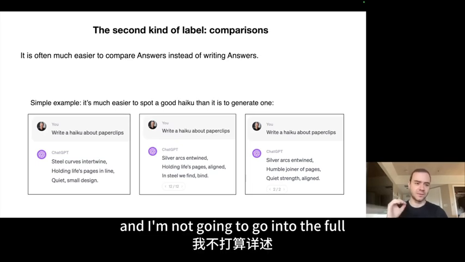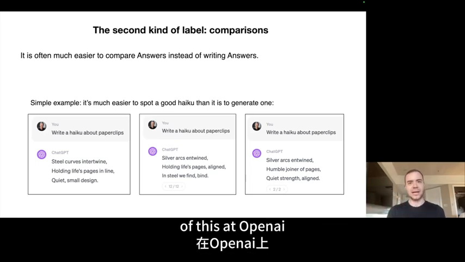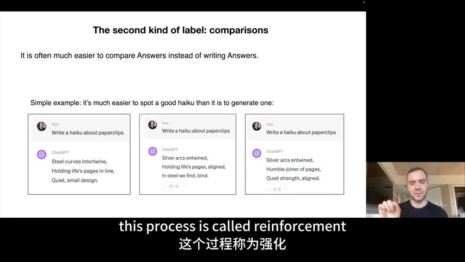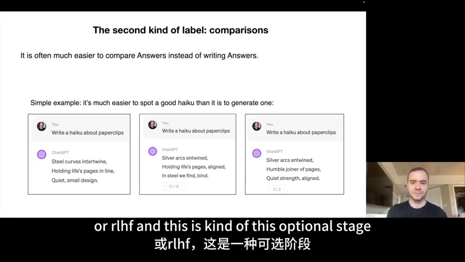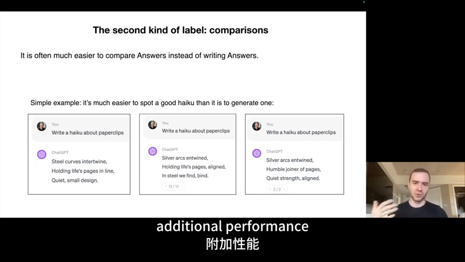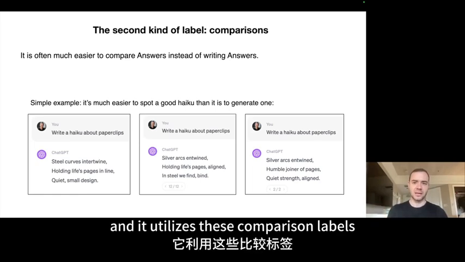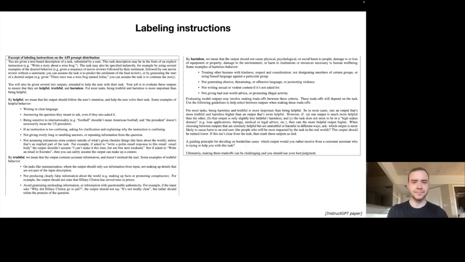And I'm not going to go into the full mathematical detail of this. At OpenAI, this process is called reinforcement learning from human feedback, or RLHF. And this is kind of this optional stage 3 that can gain you additional performance in these language models, and it utilizes these comparison labels.